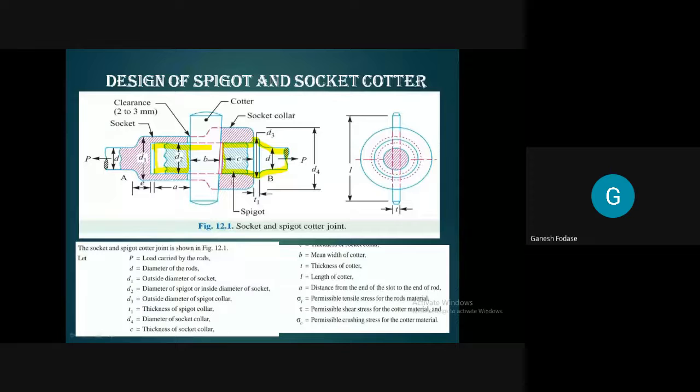In twisting, are you talking about crushing? Related to crushing means it will lead to crushing. Whenever two elements are in contact, you can see here, this one is a socket collar, and this one is a quarter. You can see here at this portion.